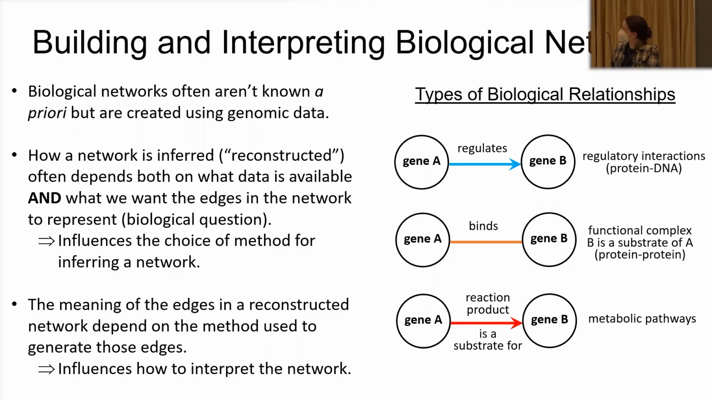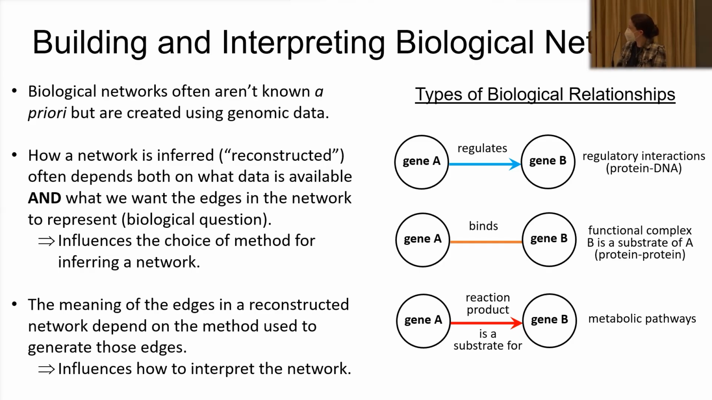As I said earlier, biological networks often aren't known a priori, but you have to infer them using genomic data. How a network is inferred or reconstructed, you'll hear me use those interchangeably, often depends both on what data is available. If you only have transcriptomics data or only epigenetics, that's going to dictate how you build the network. And it depends on what you want the edges in that network to actually represent. Do you want them to represent causal links or correlative links? Are they actually going to be physical interactions or some other type of interactions?